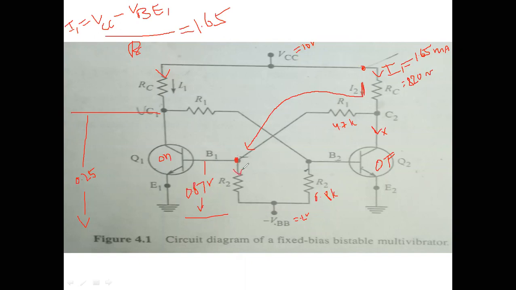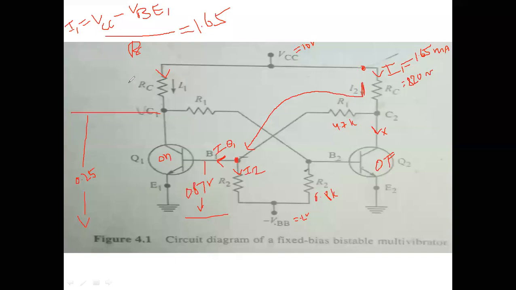Some current will be flowing in this direction because this is an on transistor. There will be a base current. Some current will flow in this direction; I can assume this current is IB1. This is a node. The I1 current will be flowing up to this node, some current is IB1, and in this direction I can assume the current is I2.